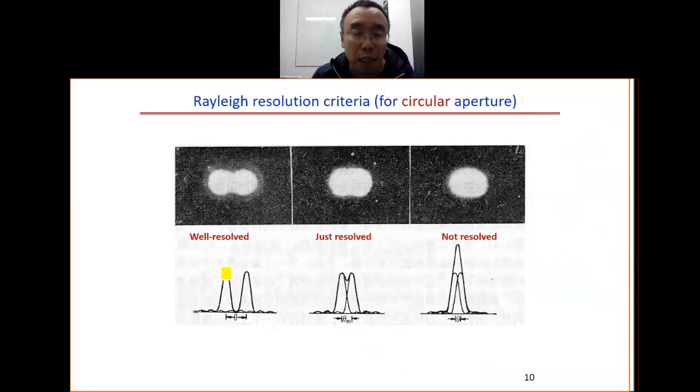So this is the image about the Rayleigh criteria. When they are well separated, we see it is well resolved. This one is just resolved, which corresponds to the Rayleigh criteria. The sum of the light and the gap looks something like this. When they are too close, we get a light intensity profile something like this, and we can see this one is not resolved.